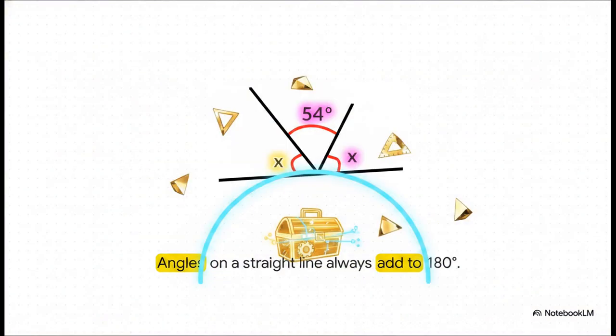Easy. Now, what about when those angles sit on a perfectly flat straight line? Well, a straight line is literally just half a circle. So, angles on a straight line always add up to 180 degrees. If you know one part is, say, 54 degrees, you simply subtract that from 180 to find your unknown x. See? You already have two shiny, super reliable tools in your kit.